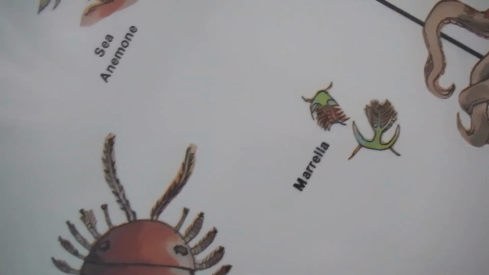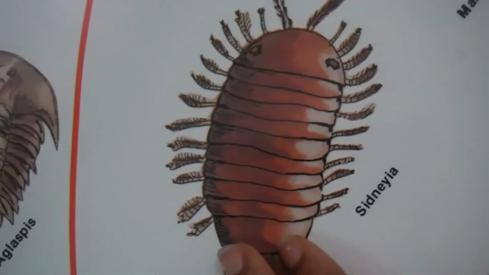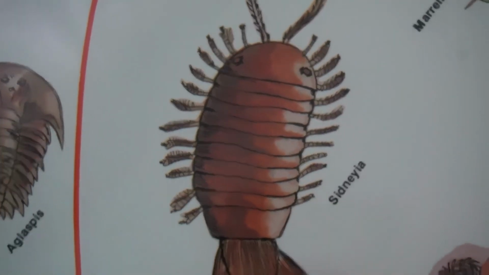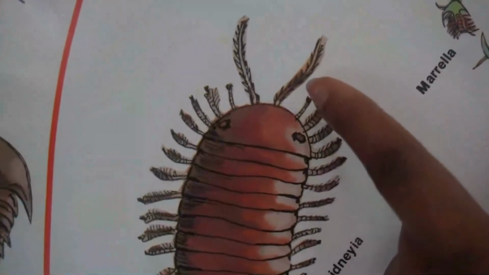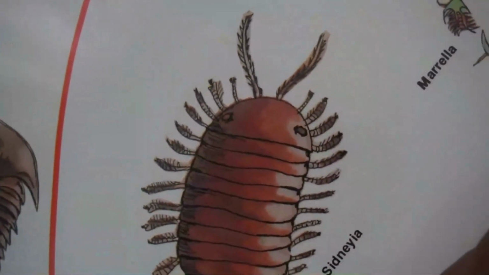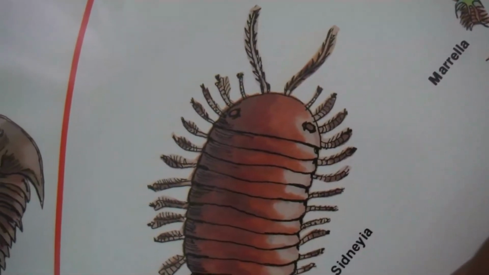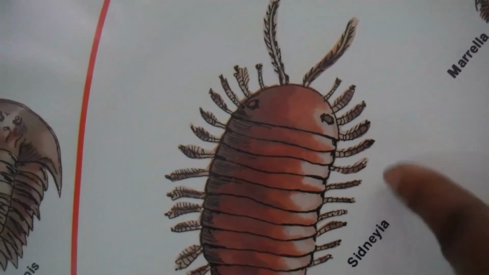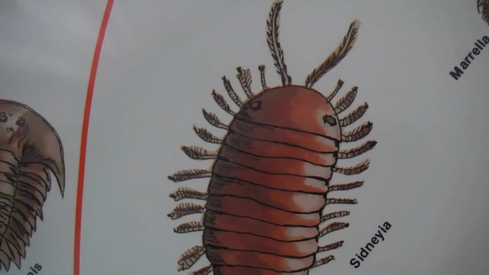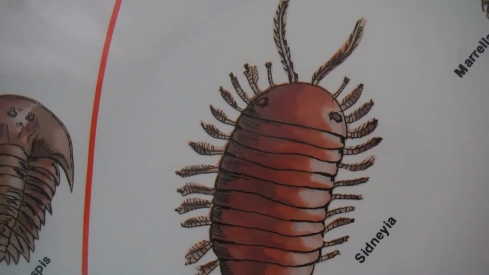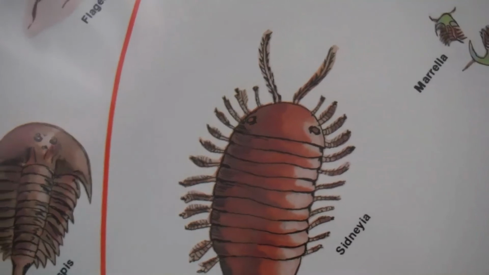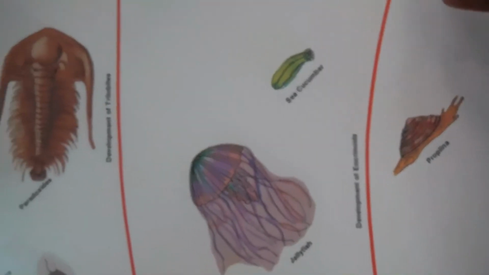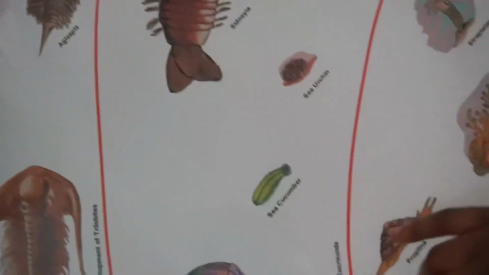Sydnea had a broad body and feather-like antennae, just like feathers. Large pincers with joints were found close to the fossilized remains of these animals. If they did, in fact, belong to Sydnea, this would make it a predator. And there we have all the organisms that were found during the Cambrian period.